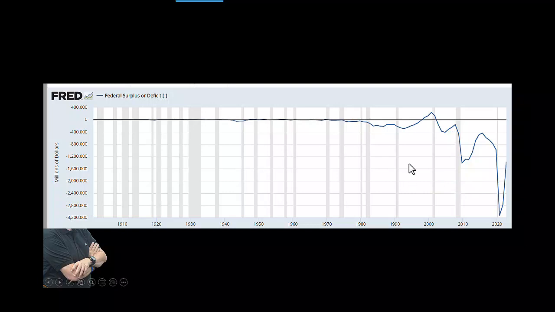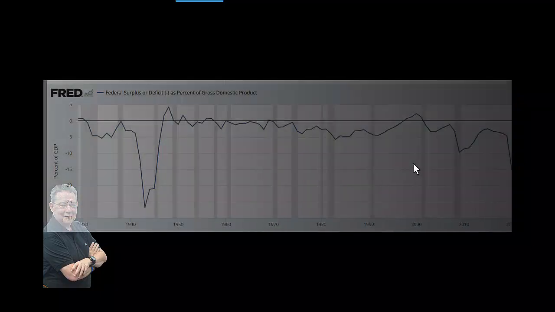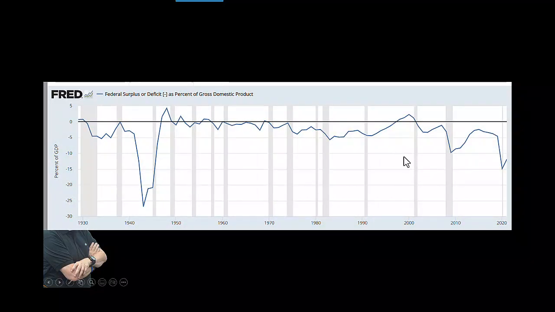But what's the federal government and the state governments going to do if there's a recession? So before we get there, let's take a look at this from another perspective. This is the federal surplus or deficit as a percent of the economy. So here you can see, this is the second worst in history.